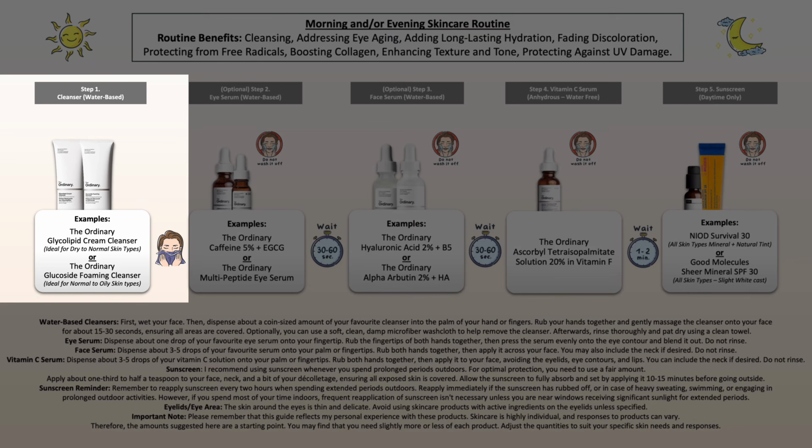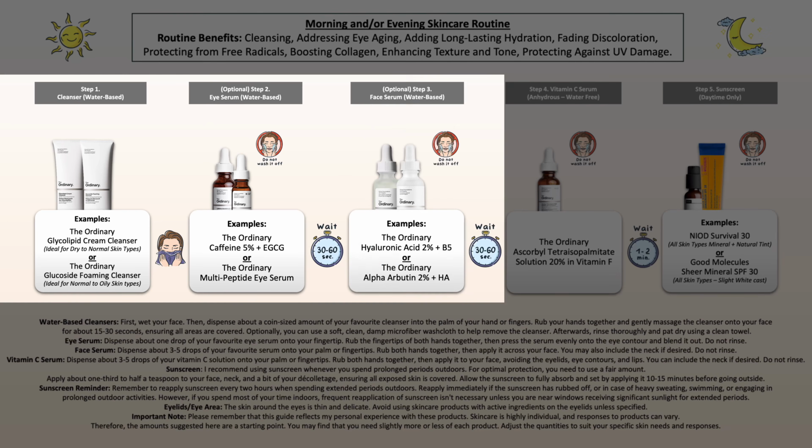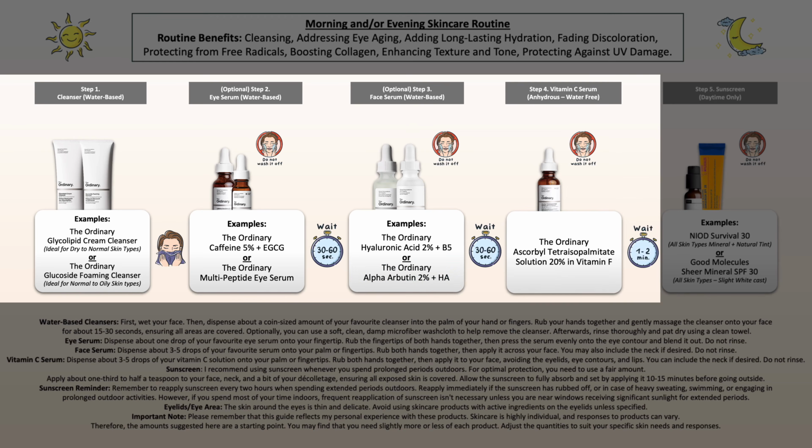fine lines and wrinkles. For the morning routine, start by cleansing your face with your favorite cleanser. After patting the skin dry, apply a water-based eye serum to target aging concerns around the eyes. Next, include another water-based face serum. In this example, I suggest using hyaluronic acid for skin plumping and long-lasting hydration, or alpha arbutin with hyaluronic acid, helping to further fade pigmentation and adding hydration.